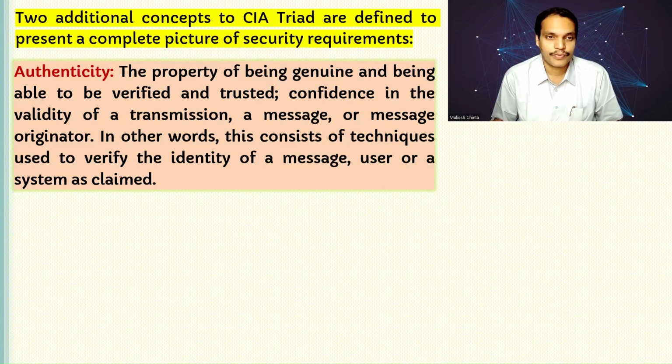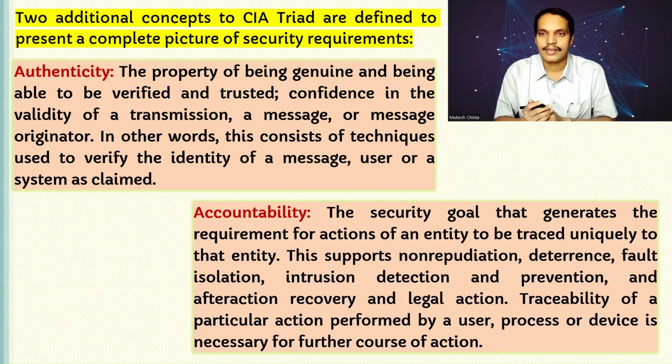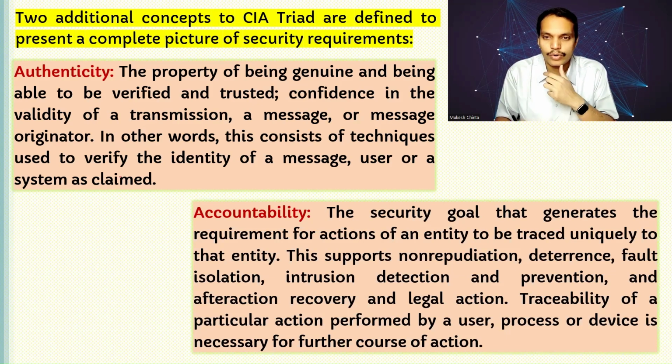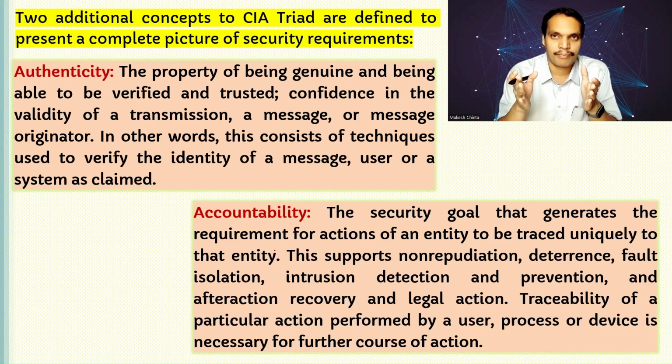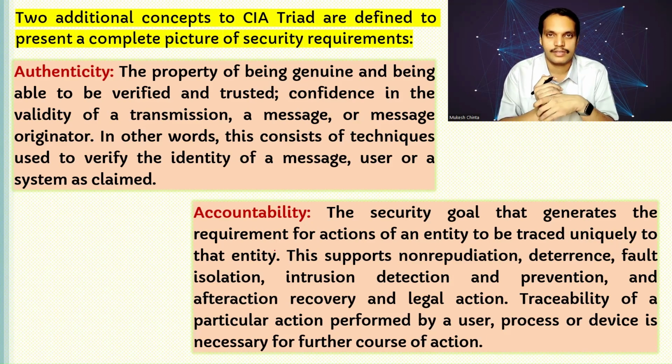The second concept which has been added, as I said, for better understanding of security is something called accountability. Accountability is the security goal that generates the requirement for actions of an entity to be traced uniquely to that entity. So whatever you are doing on the system, from the time you log on to the system till you log out of the system, every action should be accounted for. And I should be able to trace which individual, system, or process has performed this action. That is what accountability is.